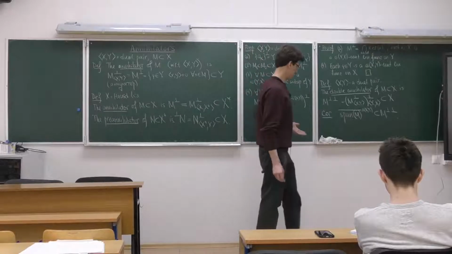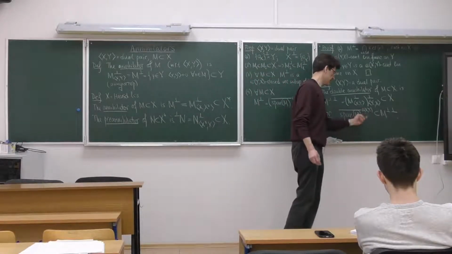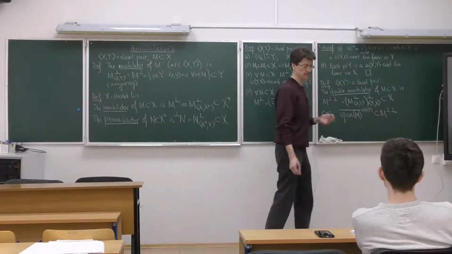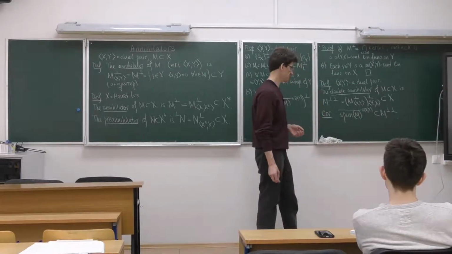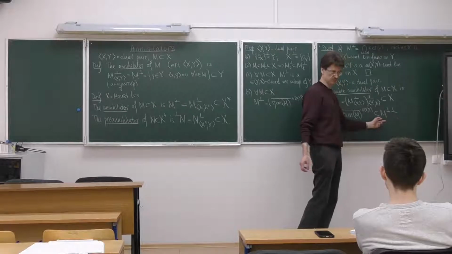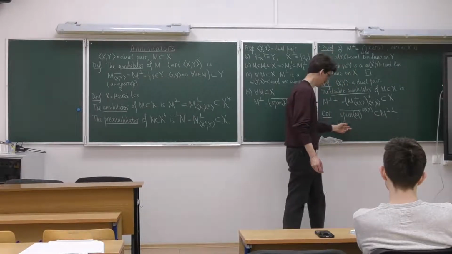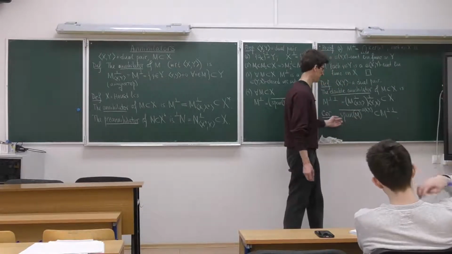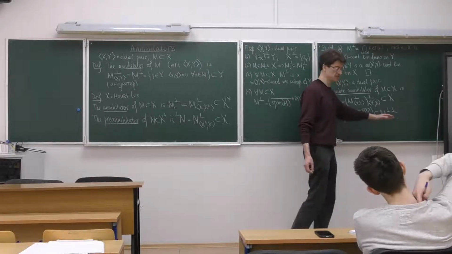Well, indeed, obviously M itself is contained in the double annihilator, just by the very definition. But since the right-hand side here is a weakly closed vector subspace of X, we can take the weak closure of the linear span, and the inclusion still holds.